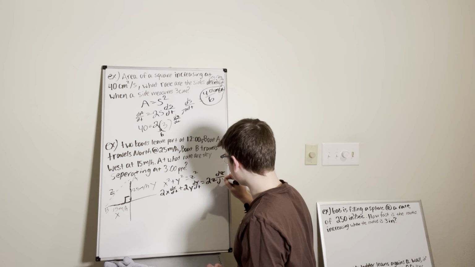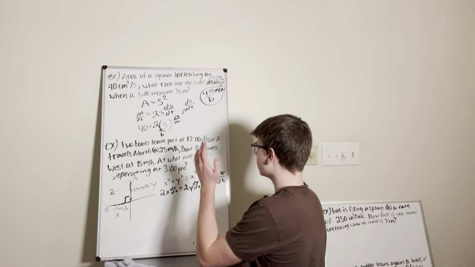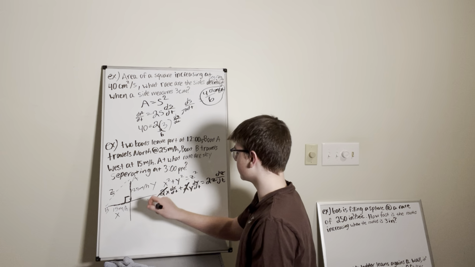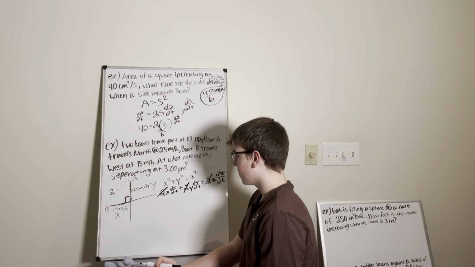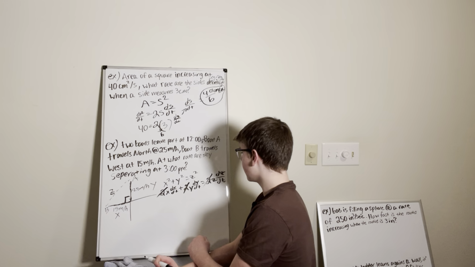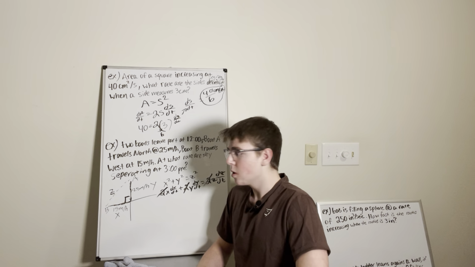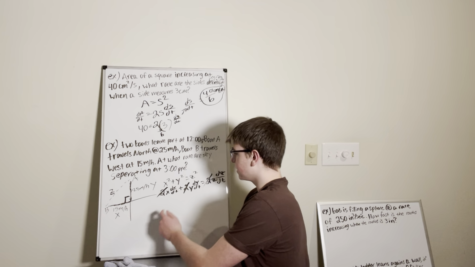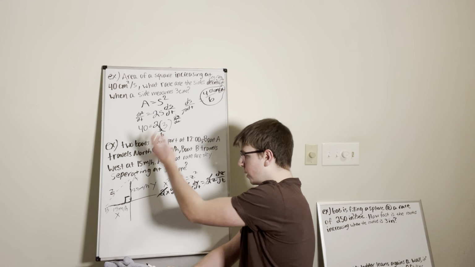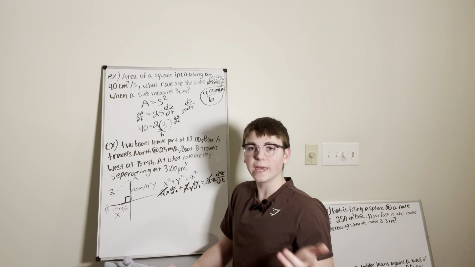Okay, and then we will have 2z dz over dt, right? And actually, we don't need any of these 2's. They can cancel. Now we have x dx over dt, y dy over dt, and z dz over dt. Well, clearly we have dx over dt, 15 miles an hour, and dy over dt, 25 miles an hour. But how do we get x and y?